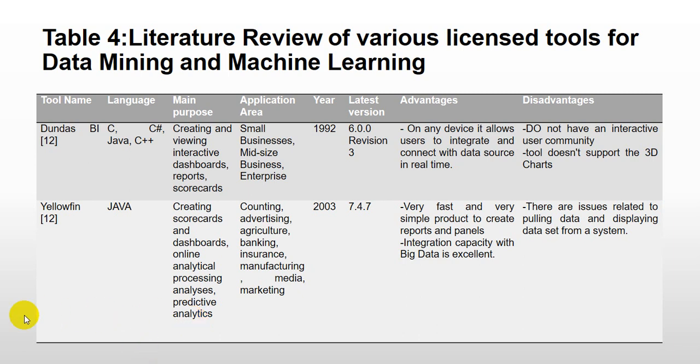Next is the last tool for this, Yellowfin. This tool uses Java language. Main purpose is for creating scorecards and dashboards. It's also used for online analytical processing, analysis, predictive analysis. Application area where mostly this tool is used: for accounting, advertising, agriculture, banking, insurance, manufacturing, media, marketing. It came in the year 2003. Its latest version is 7.4.7. This tool is very fast and very simple to create reports and panels. Integration capacity with big data is excellent. Disadvantage is that there are issues related to pulling data and displaying data set from a system.